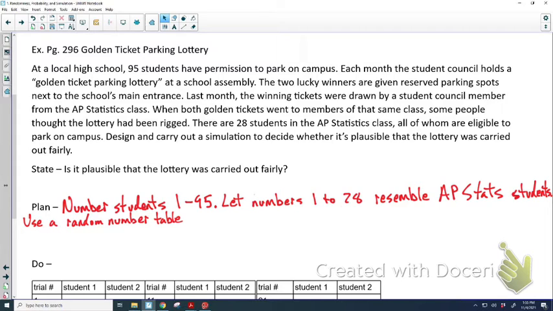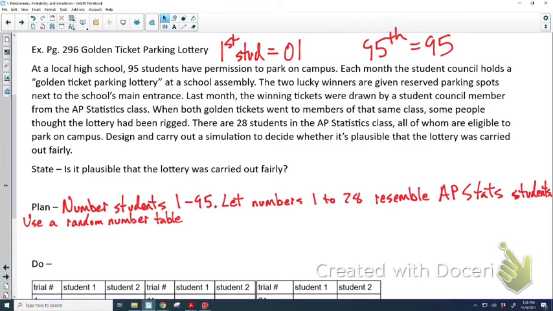the first student is represented by 01, and then naturally the 95th is represented by 95. It's a catch to using the random number table. You need to move as many digits at a time as the largest value in your range of numbers.